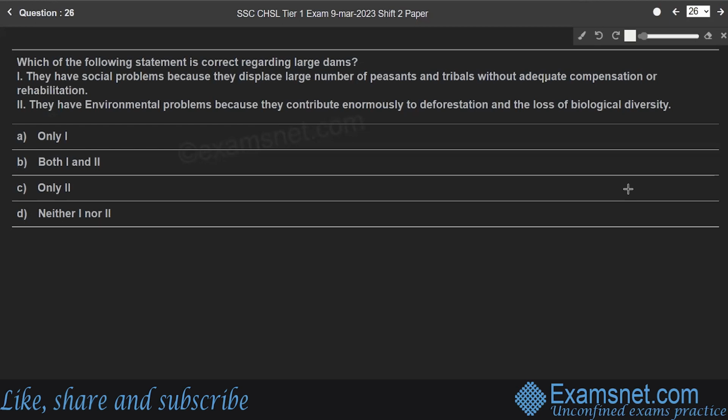Question 26. Which of the following statements is correct regarding large dams? Here are two statements regarding large dams. They have social problems because they displace a large number of peasants and tribals without adequate compensation or rehabilitation. Secondly, they have environmental problems because they contribute enormously to deforestation and the loss of biological diversity. Here, students, both the statements are correct regarding large dams. Option B is the right answer.